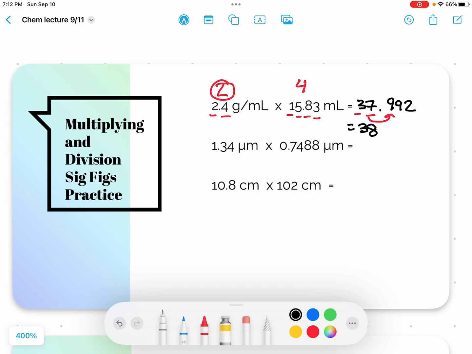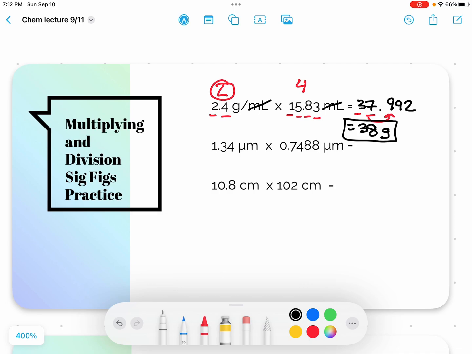I look at my units, I have grams and milliliters. Well, I have milliliters in both, so they cancel each other out. So I'm just left with grams. So I have 38 grams. Then I check, that's my final answer. I went to 2 sig figs, my answer's in 2 sig figs, we're good.